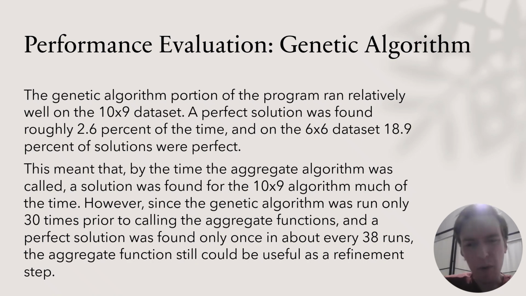And then, how well did the genetic algorithm part of the code do? Well, on the 10 by 9 data set, which was the largest one I used, a perfect solution was found roughly 2.6% of the time, and much more often with the 6 by 6 grid. Now, by the time the aggregative algorithm was called, a lot of times with the 10 by 9, a perfect solution was already found. However, sometimes there wasn't. So the hope is that the aggregative algorithm would be a refinement stage after that, so there would always be a perfect solution, no matter if there was or wasn't a perfect solution among the genetic algorithm outputs. The 6 by 6, of course, did much better.